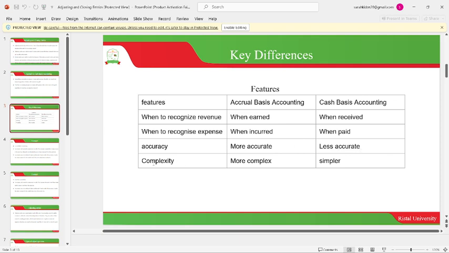Now when we look at complexity, accrual basis is more complex. It is difficult, it is not easy. Cash basis is simpler, because you only record what you have received or what you have paid. That's cash, so it becomes simpler.